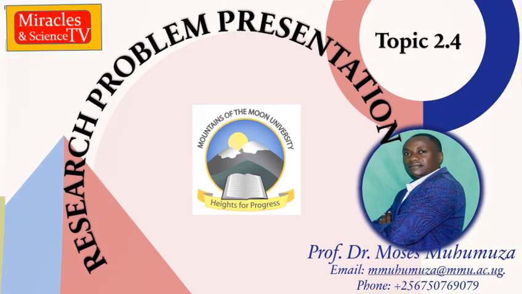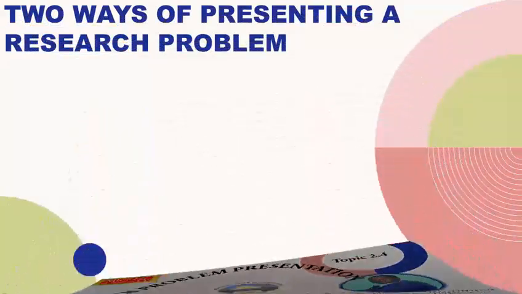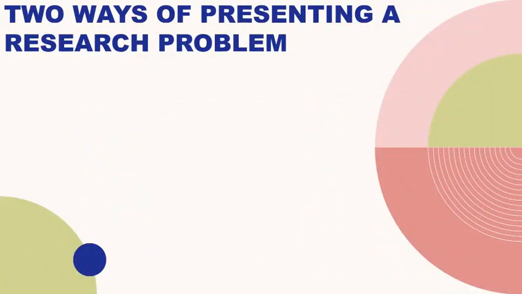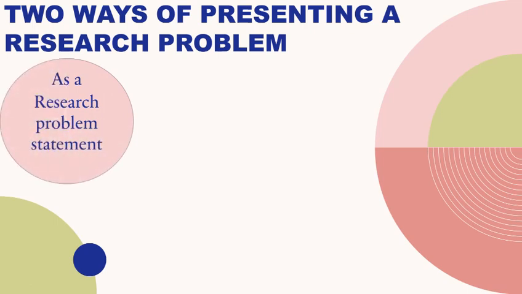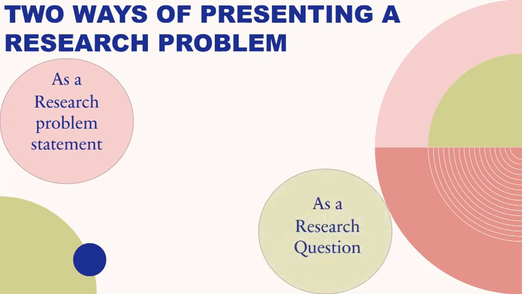There are mainly two ways of presenting a research problem. One way, which is the most common, and that's what we shall focus on in this topic, is presenting it as a research problem statement. But also, the second way, which is not common and we shall not deal with it in this topic, is presenting it as a research question. Both ways are permissible in research.